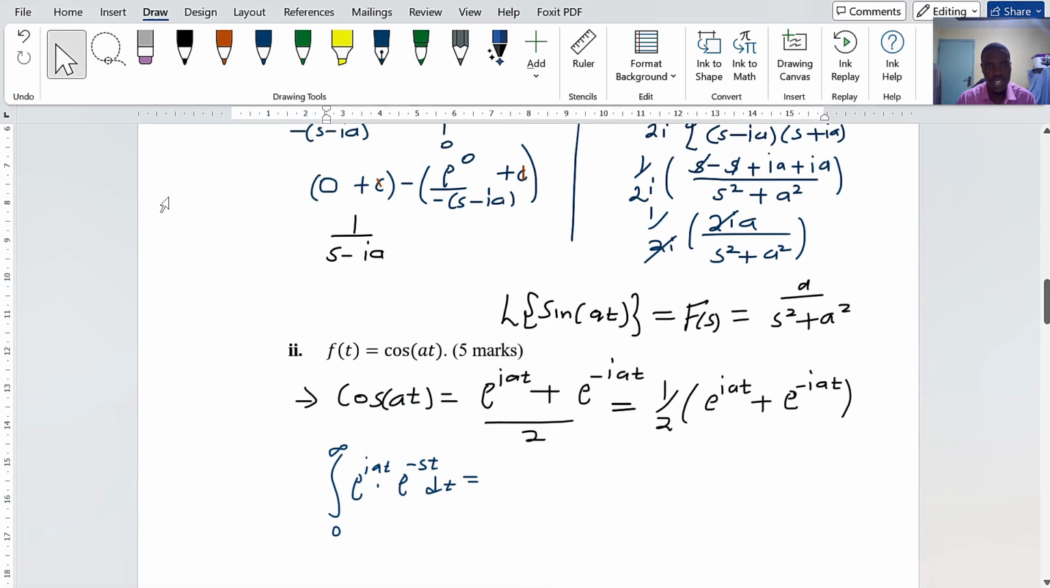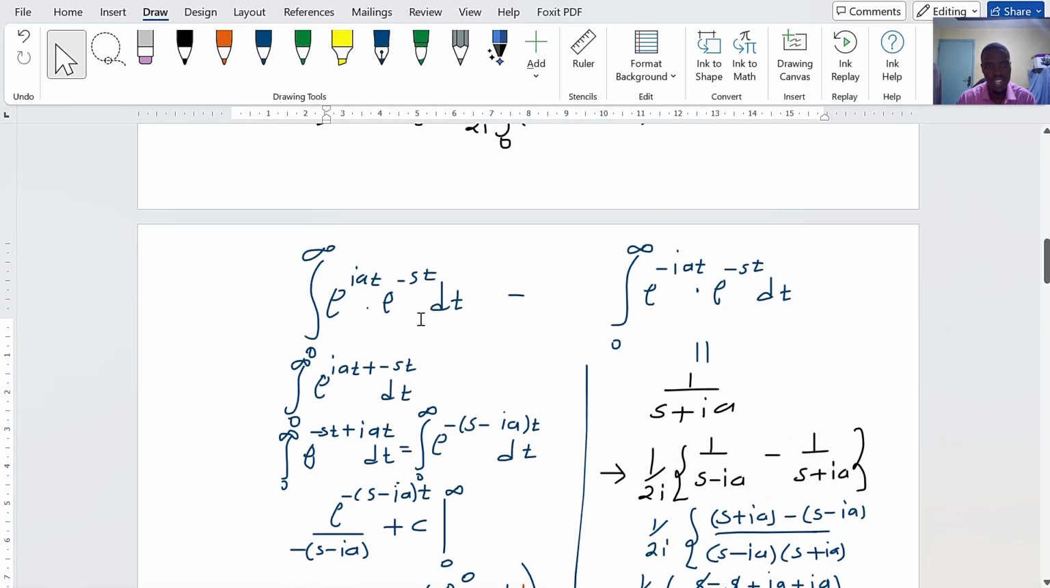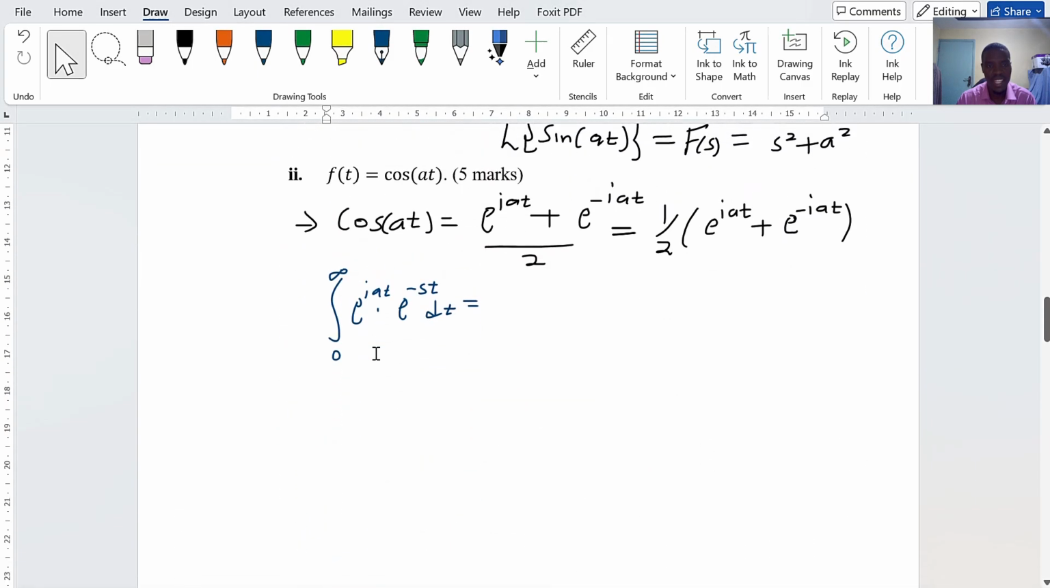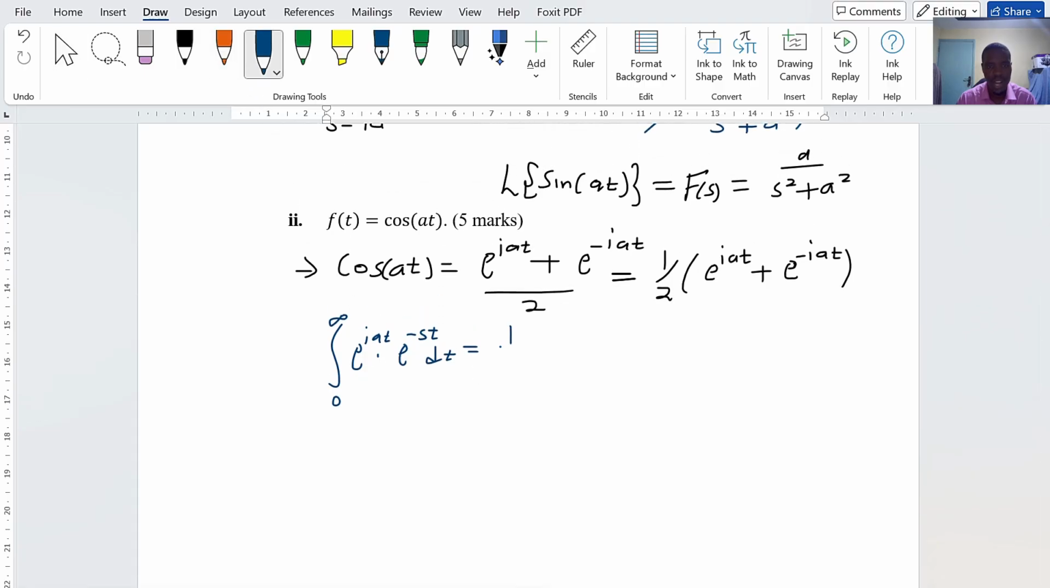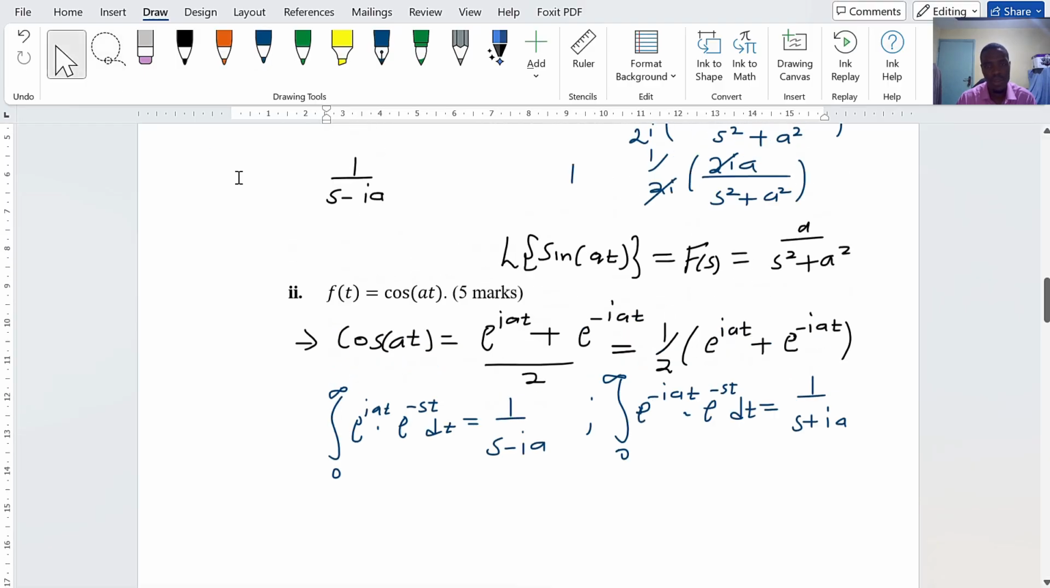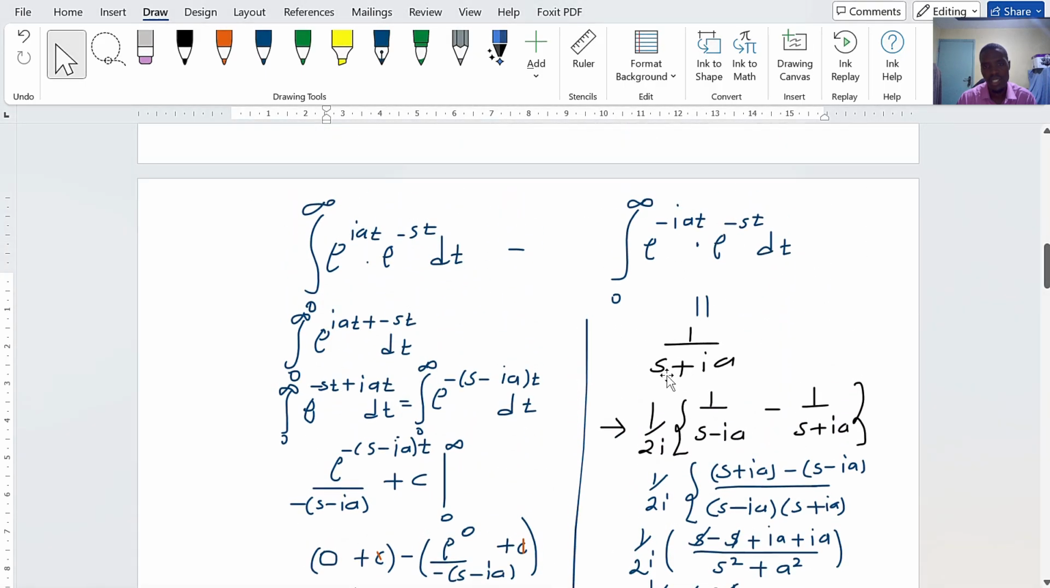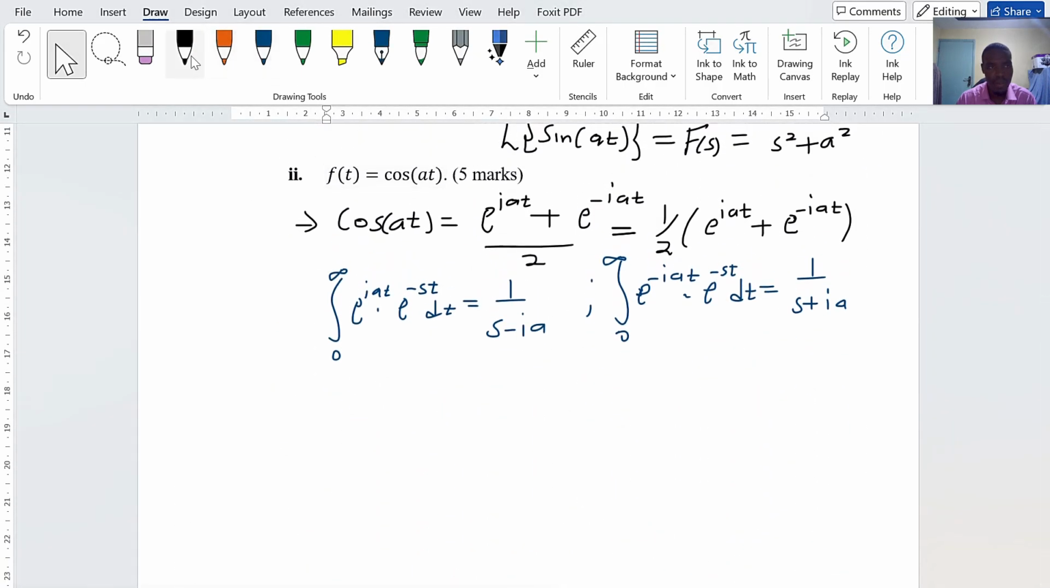and we can quickly do that. We have done it somewhere here. Here it is just 1 over s minus i at. So it's simply 1 over s minus ia. Similarly, the Laplace transform of the negative part, e to the minus i at times e to the minus st dt, can also be done. We already did that, it is 1 over s plus ia. Here we have it, s plus ia. Now combine them back.